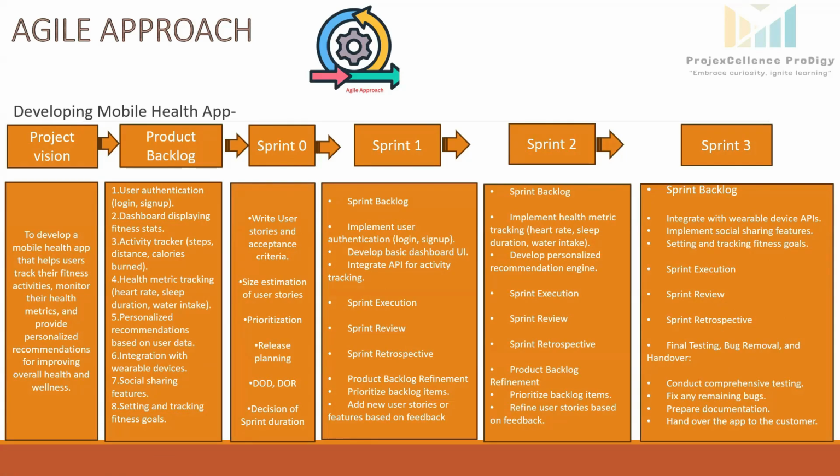So final testing, bug removal, and handing over process will be done. So the team will conduct comprehensive testing. So they will fix any remaining bug in the app, and they will prepare the documentation, and finally they will hand over to the customer. So we saw the app was released incrementally to the user with regular updates and improvements based on the user feedback. So this is how we used the Scrum framework to develop our mobile health app.